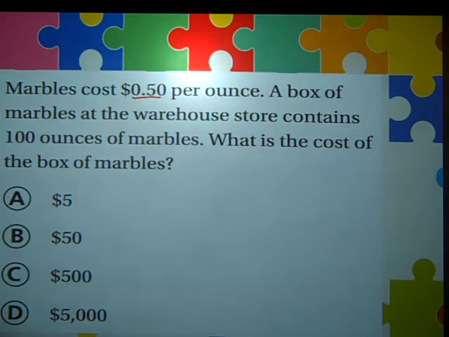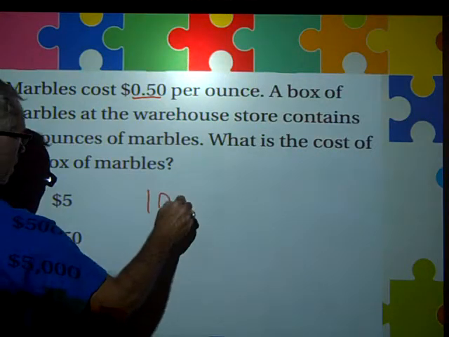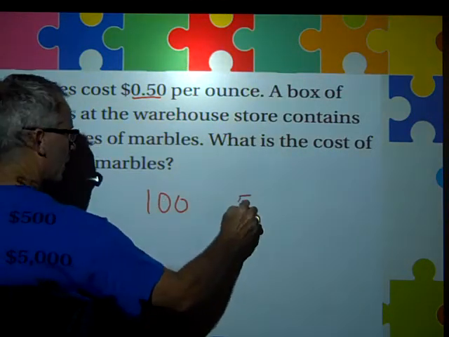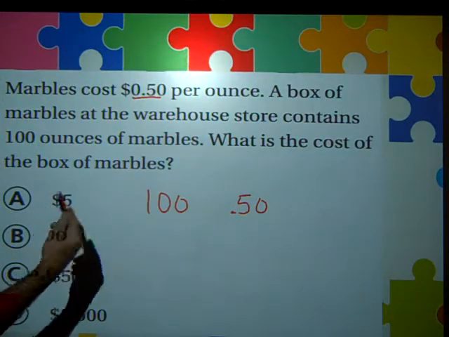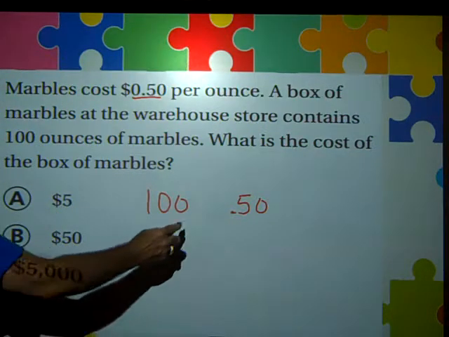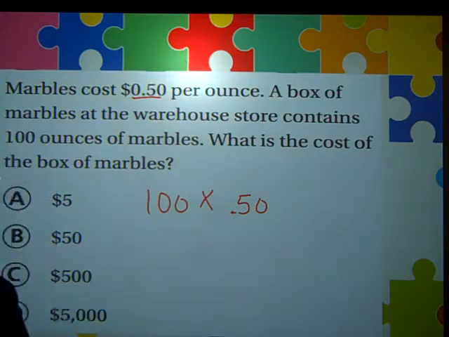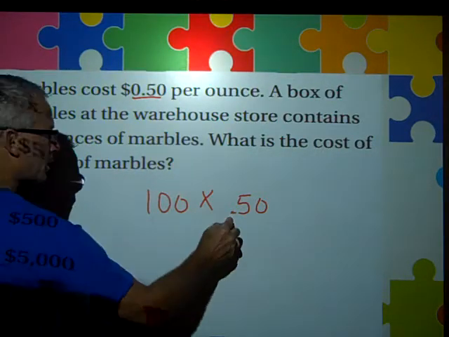Okay? So marbles cost 50 cents per ounce. A box of marbles at the warehouse store contains 100 ounces of marbles. So what is the cost of the box of marbles? So if there are 100 ounces in the box, and each ounce is 50 cents, how do I find the cost of those boxes? I'm going to multiply, right? We're multiplying by a decimal less than 1.